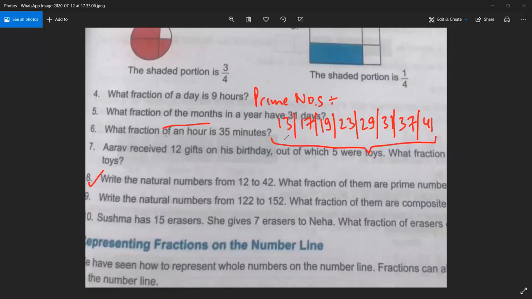So Mr. Sarthak, the number of primes that we have is 1, 2, 3, 4, 5, 6, 7, 8. Am I correct? Yes, sir. So there are 8 prime numbers that I have between 12 and 42. And how many total numbers do I have?